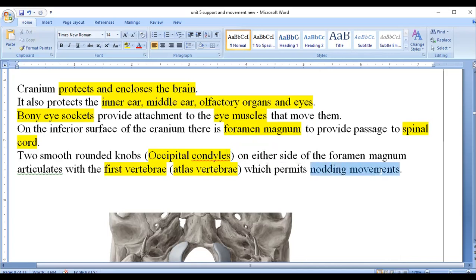And the skull moves on the atlas vertebra, contacting with the occipital condyles, showing up and down movements. That means the yes movement. When someone asks, you say yes. How will you move your head? Up and down. Yes, yes, yes. And that movement is called the nodding movement.